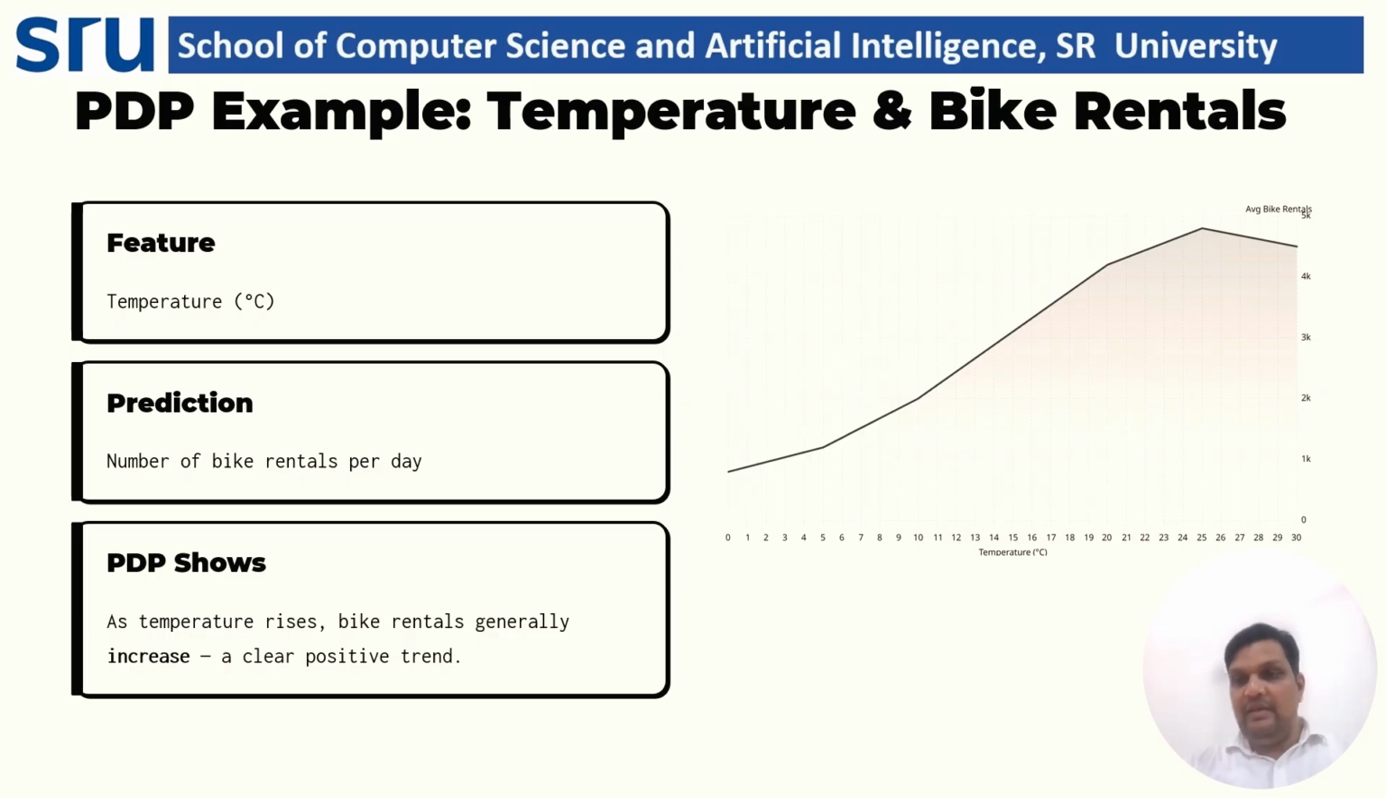So we can say here, in terms of feature interactions, reality is not really that simple. Two features can interact, like temperature and humidity. PDP can show this interaction, revealing more complex patterns.